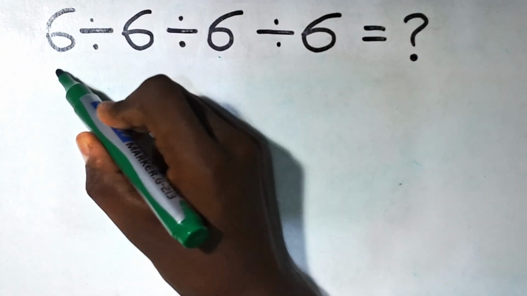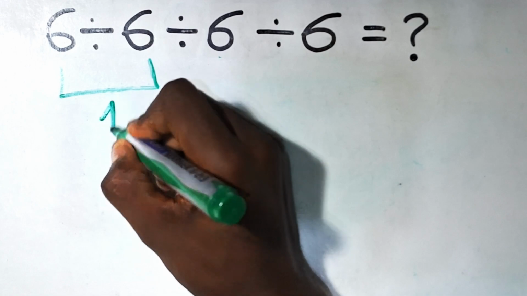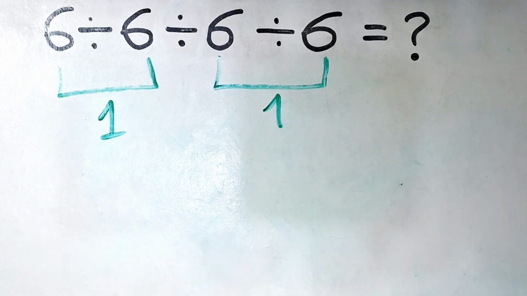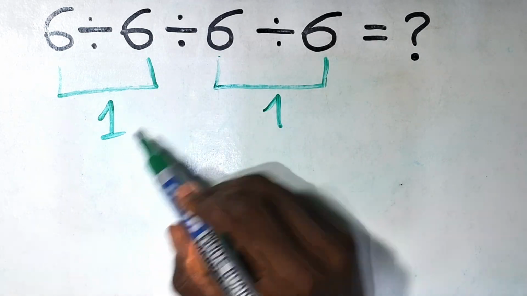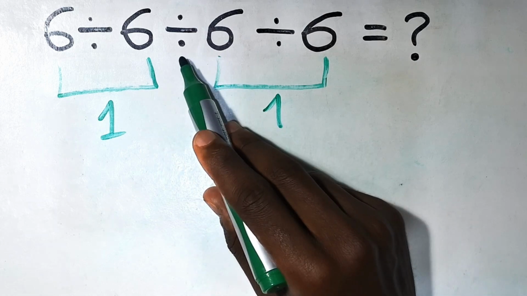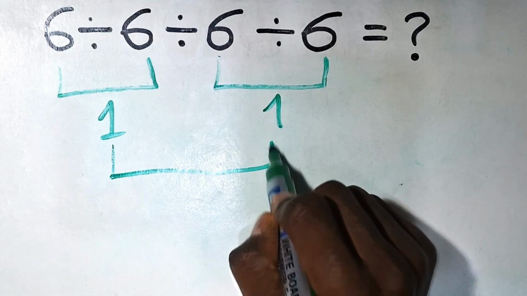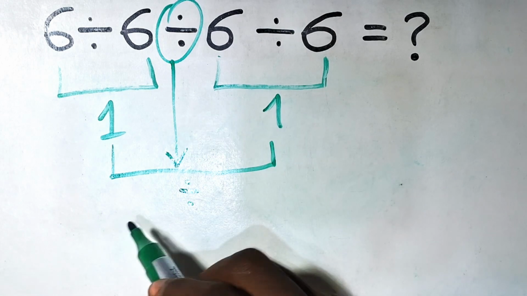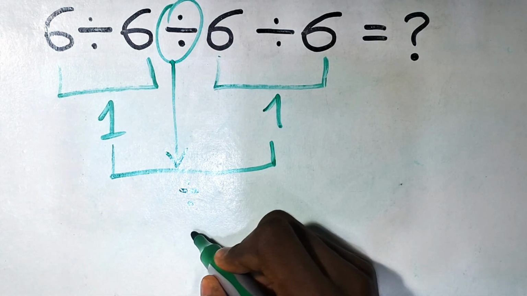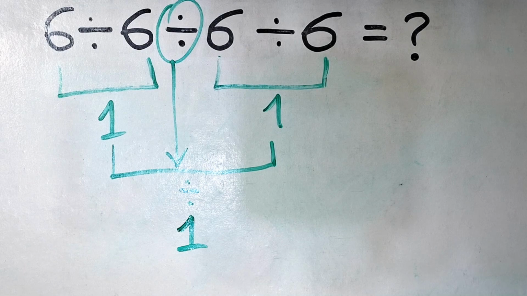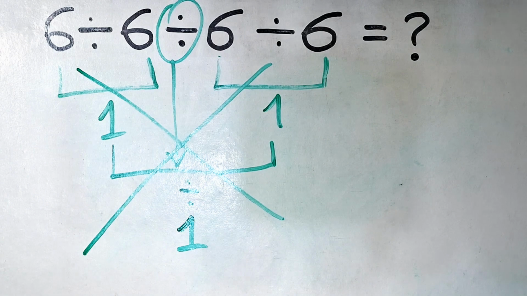6 divided by 6 is 1, right? And 6 divided by 6 is 1. And since these two were connected by a division, we have to divide both of them. This 1 divided by 1 gives us 1. Okay, is this the correct answer? No. Could you think why is it?